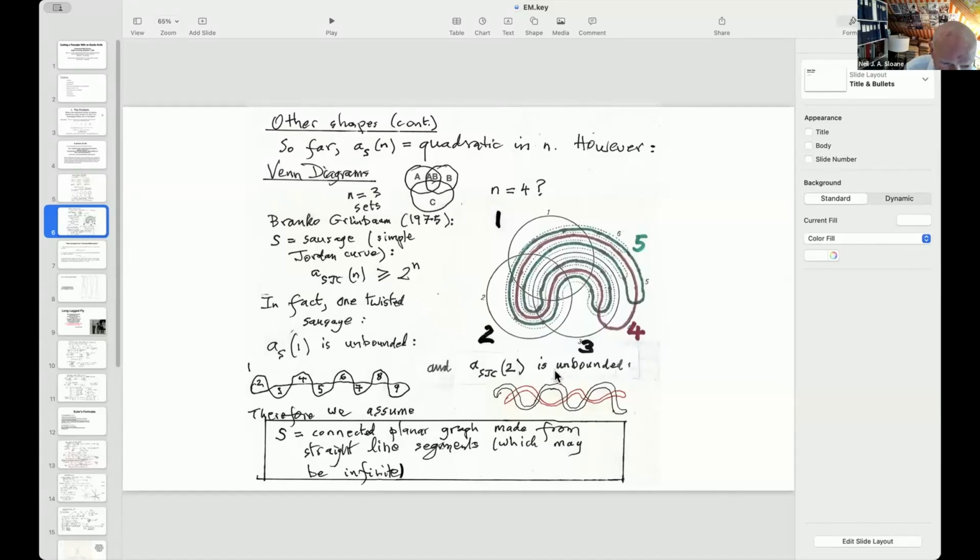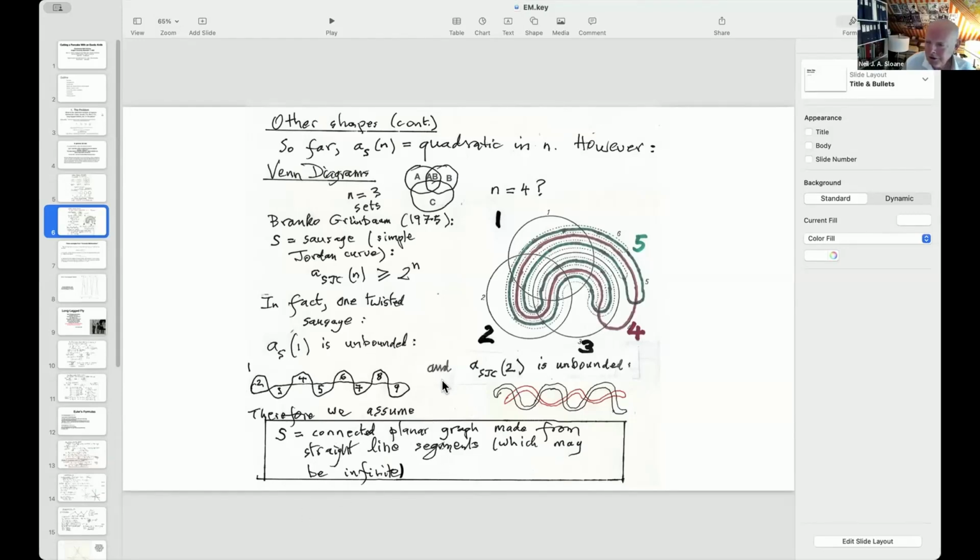If you have just 2 sausages here, I've drawn them as snakes. You can see they interleave each other. So with 2 sausages, you can make as many interleavings as you want. So a simple Jordan curve of 2 is unbounded. You can make it as large as you want. And in fact, if you're willing to have a twisted sausage, like this picture here, even with 1 sausage twisted, you can get arbitrarily many regions. So one is unbounded.